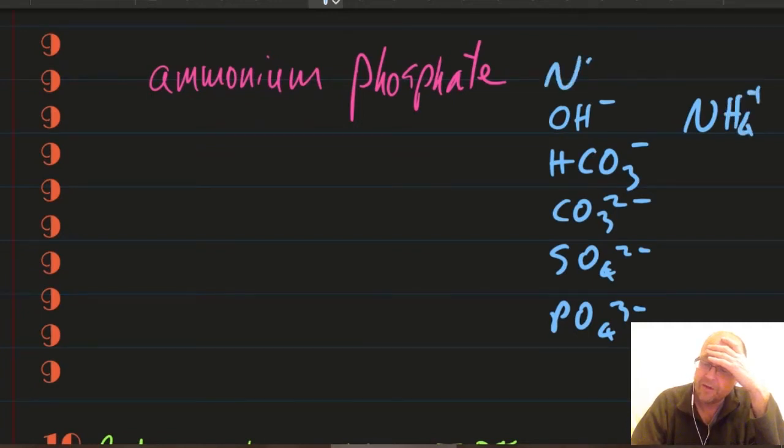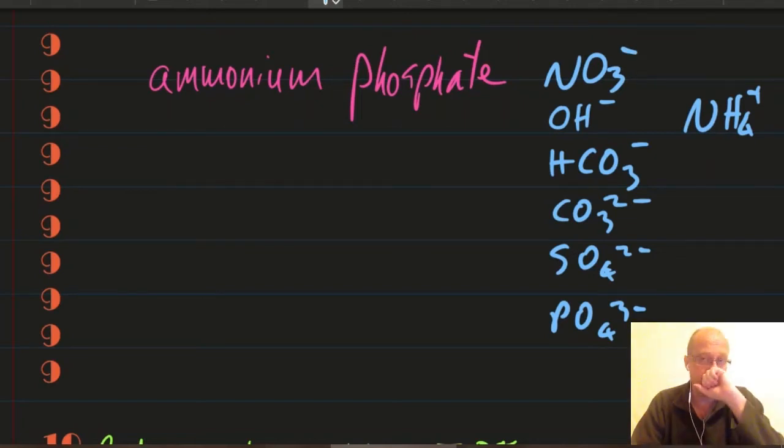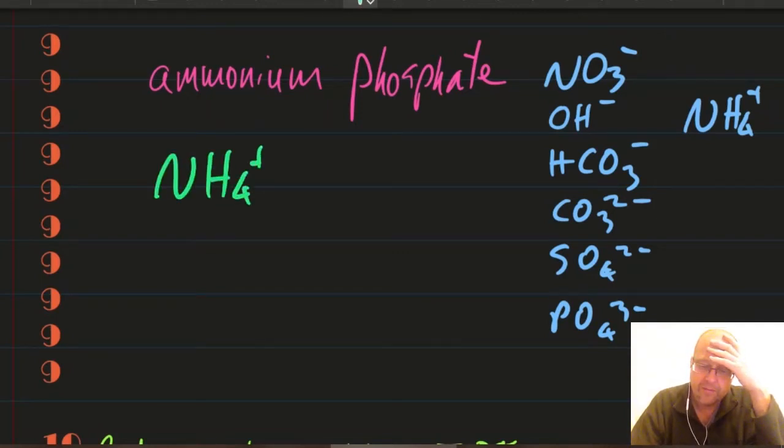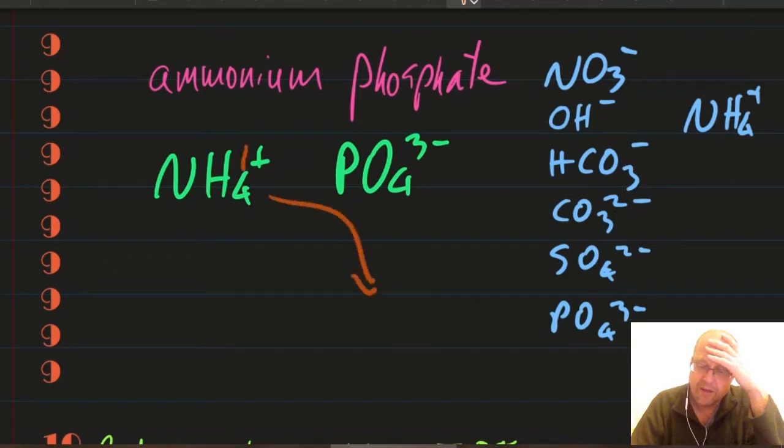You need nitrate. 1, 2, 3, 4, 5, 6, 7. There. That's the 7 you need. So ammonium is NH4+, and phosphate is PO4 3-. Use the crisscross rule. So that's going to be a 1 goes here, and a 3 goes there.